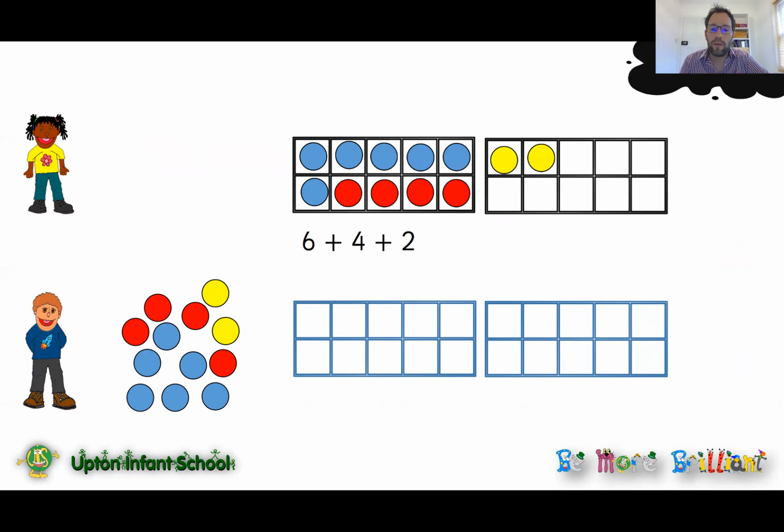So she used her first tens frame. She filled it up with 6 and 4 to make 10. And then she added on 2. Altogether, she's got 12 counters. Oh, good work, Poppy. I like that.